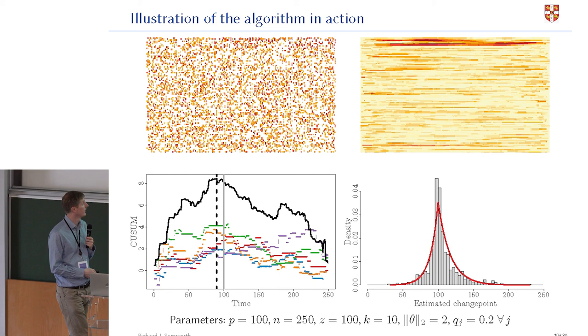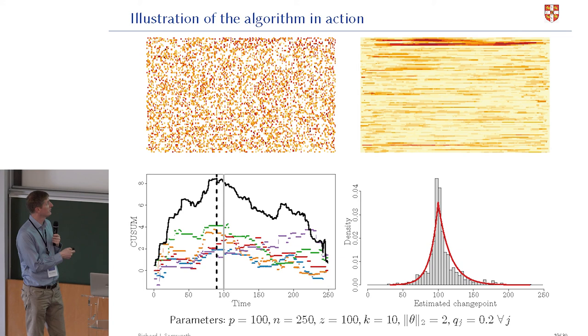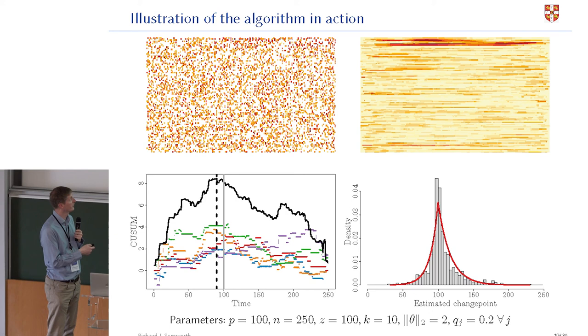Good. So here's an illustration of the algorithm in action. This is the sort of data you see. It looks a mess. There's a lot of missingness and it's hard to see the structure. If you compute the mis-Q-sum transformation of the data, you can see that there's probably something going on in the first few rows, and actually that is the case. There are 100 rows in this problem, and the sparsity level is 10, and it's the first 10 rows that are undergoing changes. The true change point is at time 100, in a series of 250, so it's about 40% of the way along.